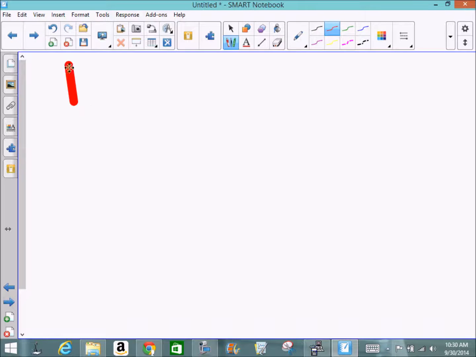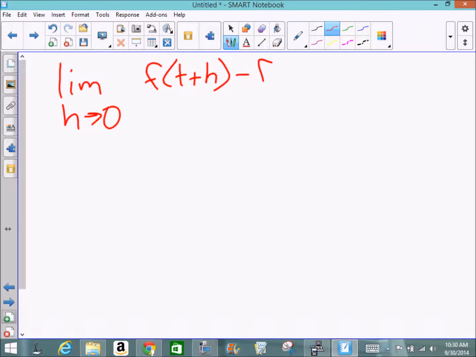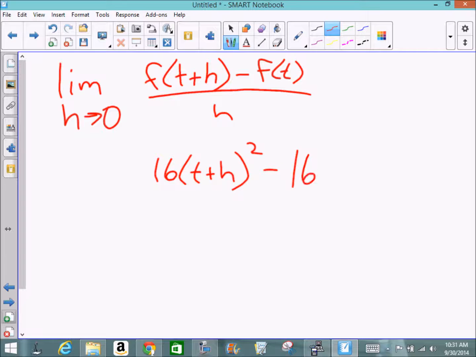So I'm going to come in and take the limit. Let me erase this real quick. And so I'm going to take the limit as h approaches 0 of f of t plus h minus f of t all over h. Well, what was our original function? It was 16t squared. So I'm going to rewrite this as the limit as h approaches 0 of 16 times the quantity t plus h squared minus 16t squared all over h.